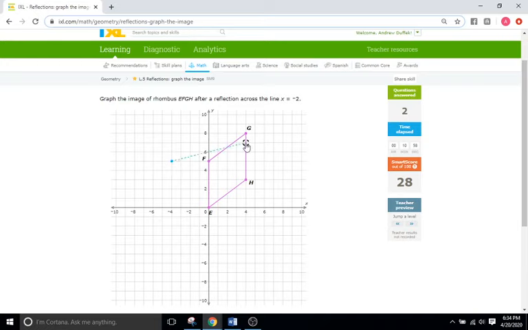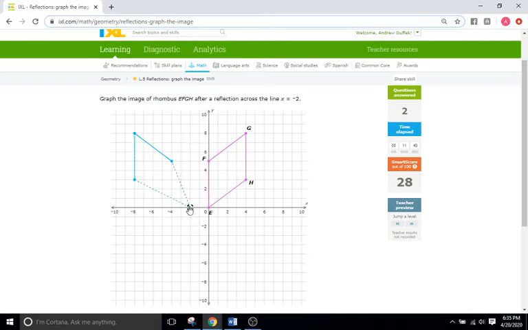Let's do the same thing for G. G will go 1, 2, 3, 4, 5, 6, stop. We're at -2, our line of reflection. Now we're going to go 6 more. 1, 2, 3, 4, 5, 6. Now we're going to go down to H, and we see H is at 4. The distance between 4 and -2 is 6, so it's 6 units between here and here, just so we don't have to count. So we're just going to go another 6 units. And so if we start at -2 and go another 6 units, we end up at -8.